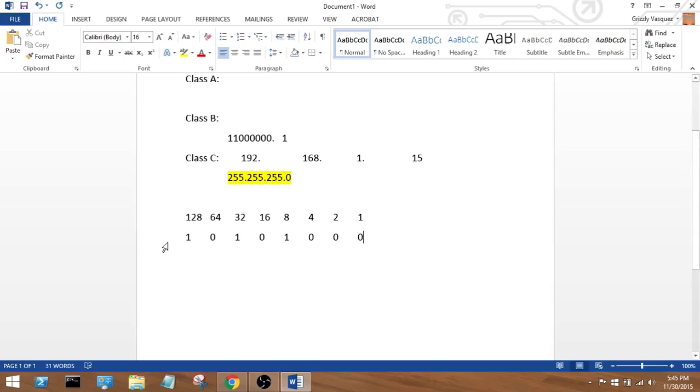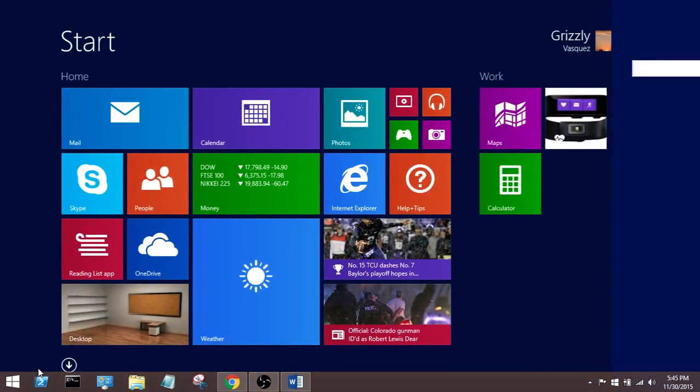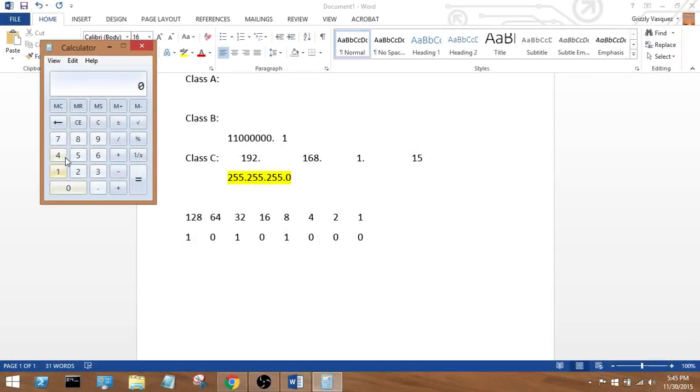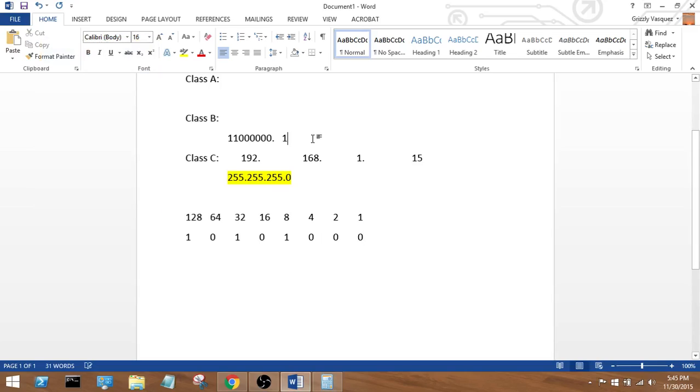Okay, 128. I'll even bust out a calculator here. There we go. So, let's see right here, 128 plus, let's do it like this, 32 plus 8, 168. There you go. Because this one's turned on, these two, and these two. Okay, so it's going to look like this.